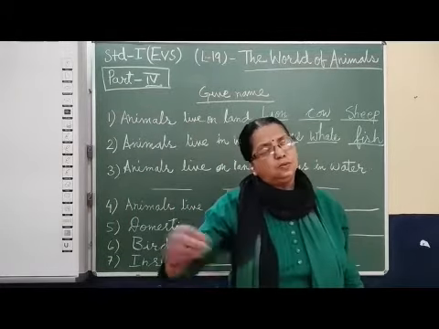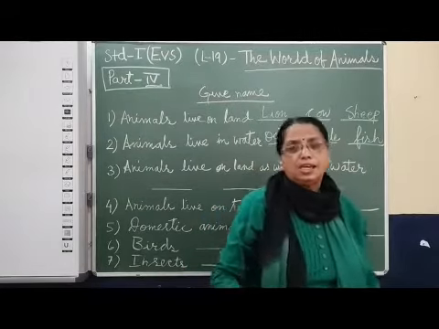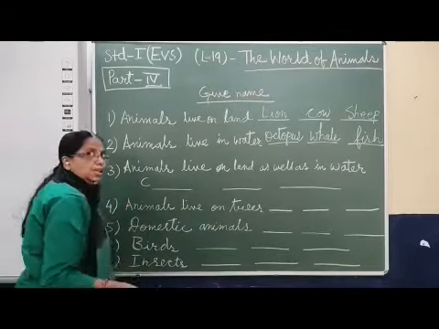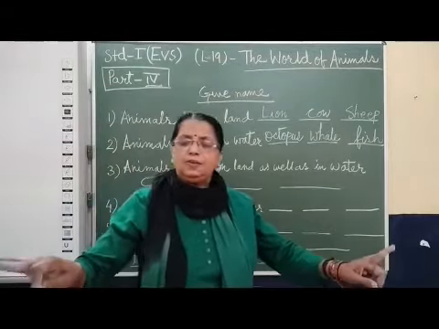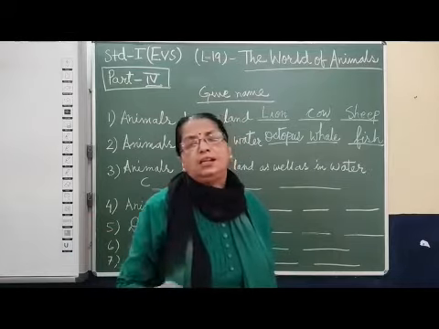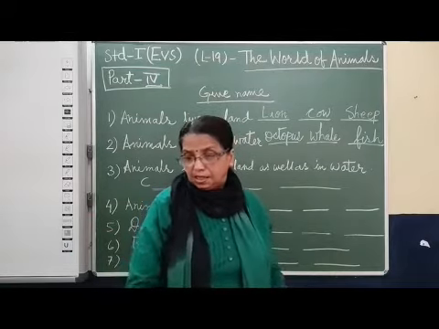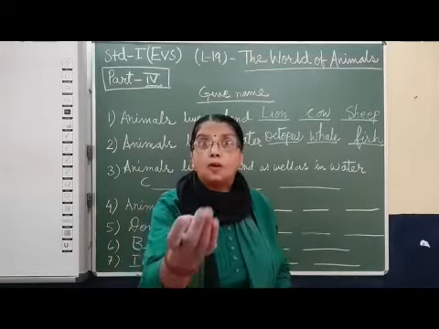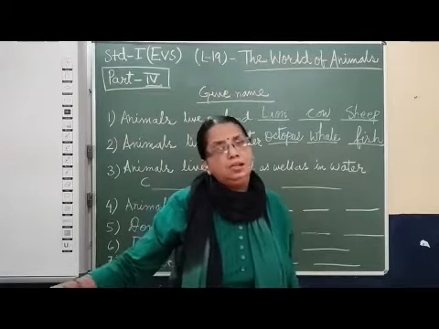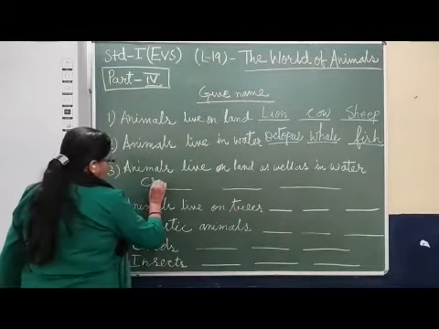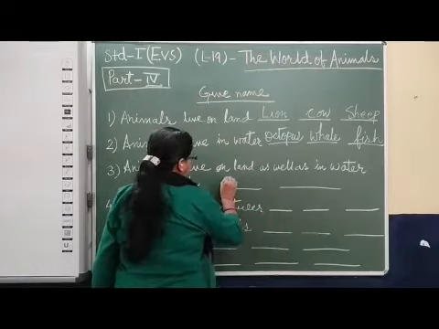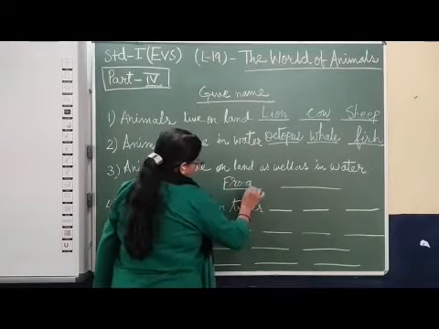Now animals that live on land as well as in water. They live in both. In water also they can live, on the land also they can live. Which are they? One is crocodile. You have seen, no? Crocodile, they can very easily live, means swim, in water, and they can live on the land also. Same way turtle. Same way frog also. Frog, they can live in water, swim in water, and they can live on land also. So, crocodile. Right, frog. Right, turtle.